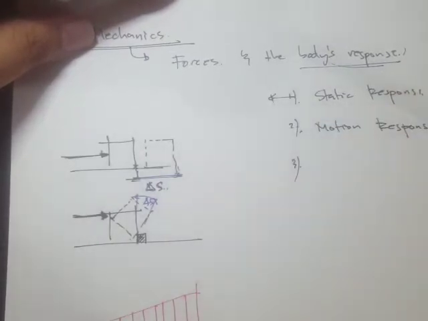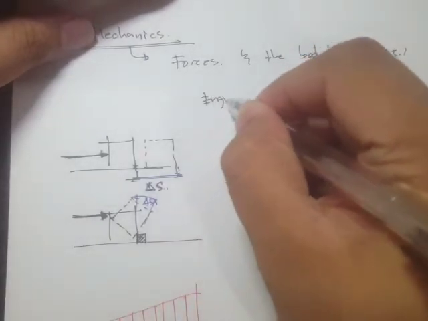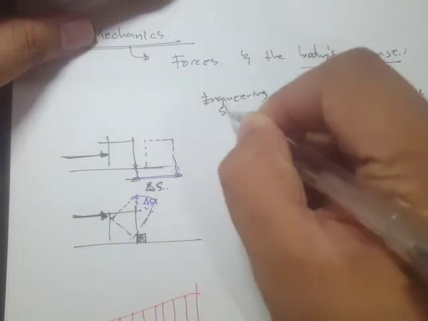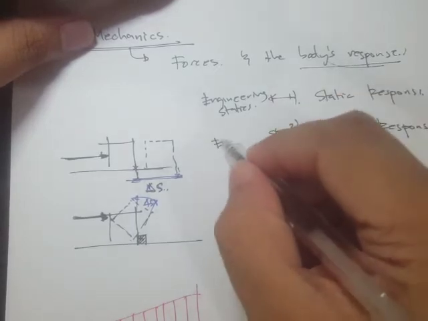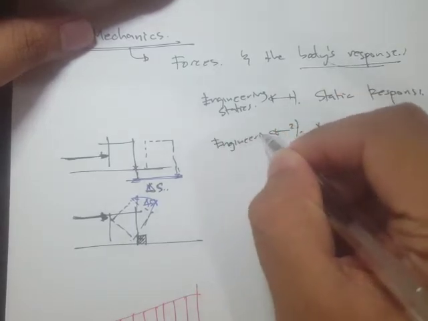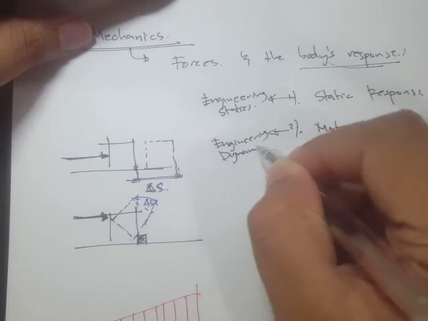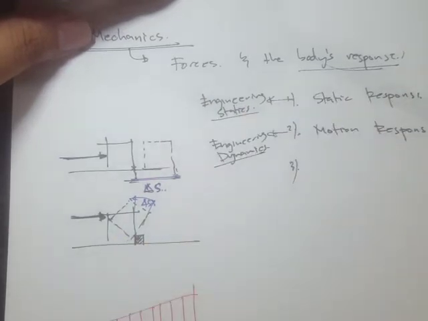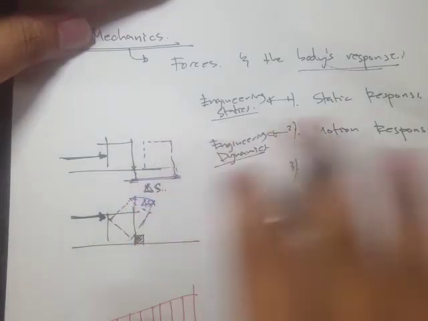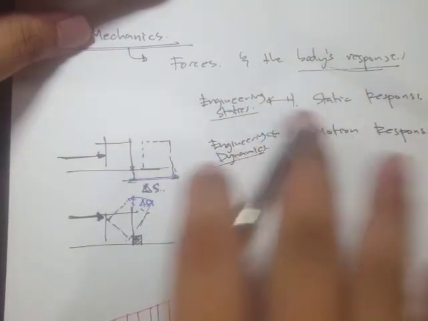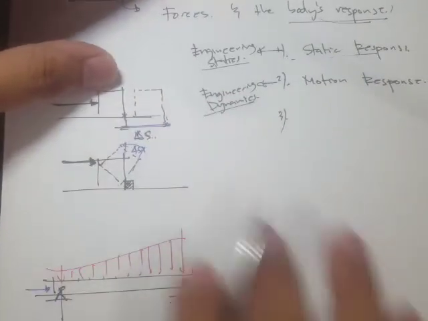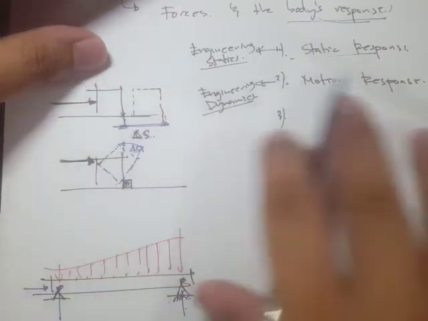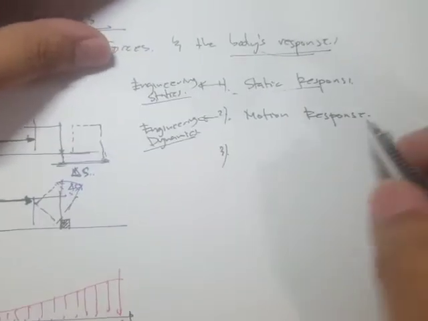When we say static response, that's the concern of the subject called engineering statics. And for the motion response, this is the concern of engineering dynamics. Of course, there are other topics like the moment of inertia or mass moment of inertia. But the main idea is that if you're dealing with static response, that's the concern of engineering statics, and motion response is the concern of engineering dynamics.